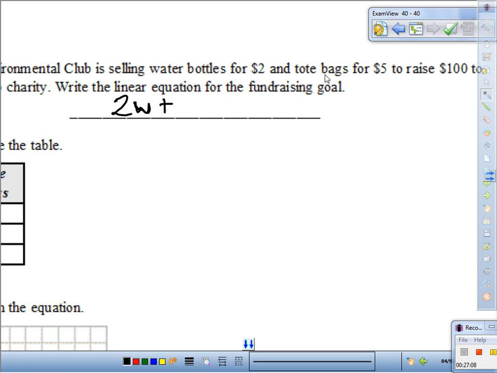Tote bags. So we're going to write for the bags, letter B. How much are the bags? Do we know how many? No, so we write 5B. And all that to raise how much? $100.